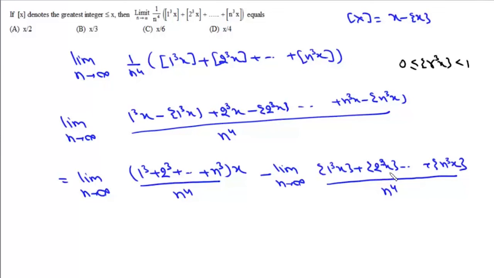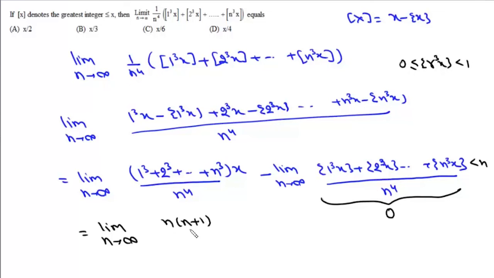So the maximum this numerator can take is n, and n upon n to the power 4 will always be 0. So this second limit will be 0. So now we can write this as limit n tends to infinity of (n plus 1) upon 2 whole square into x upon n to the power 4. Now since this is an infinite limit, we are looking for the highest power of n. The highest power of n in the numerator is n to the power 4, and the denominator also has n to the power 4. Here its coefficient will be x by 4, and that's your option D.